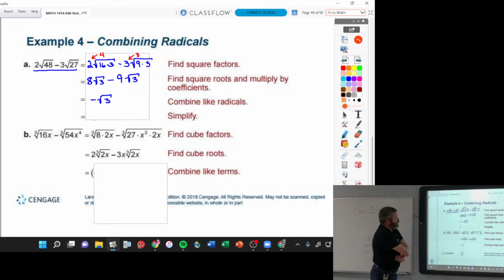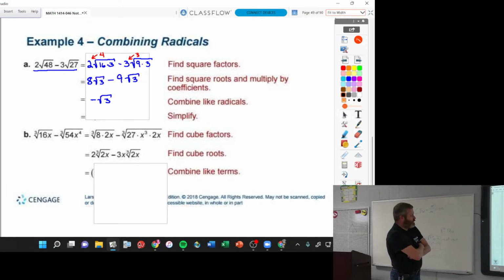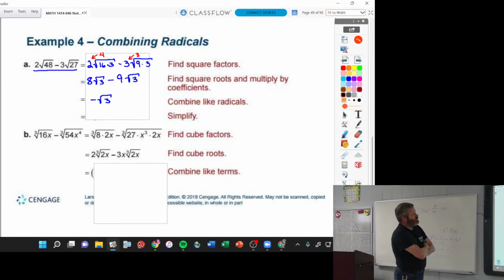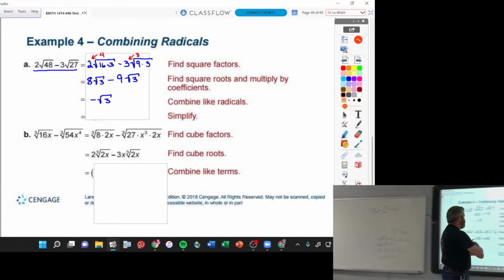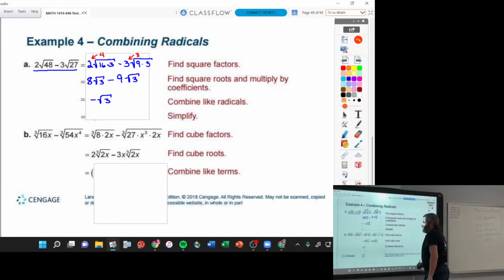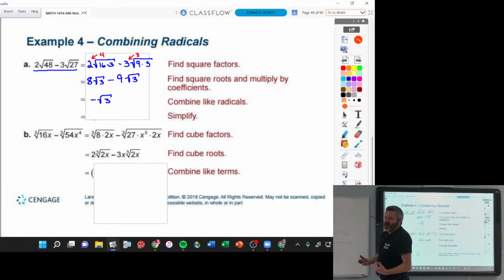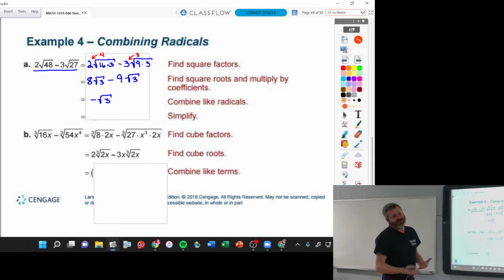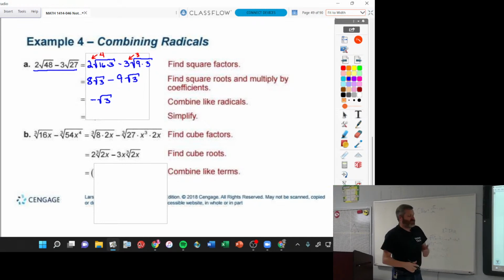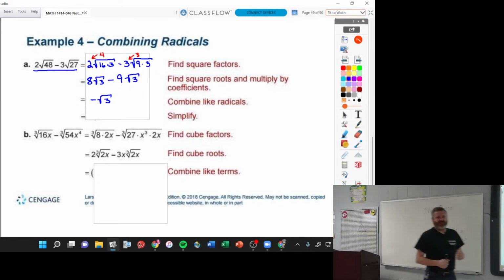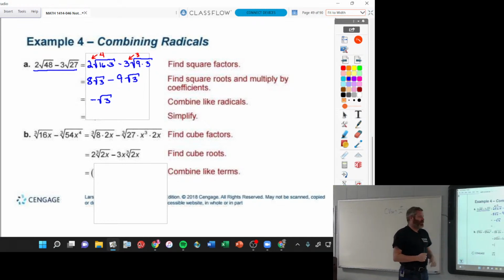Okay, so now we look at this. I have 2 times the cube root of 2x minus 3x times the cube root of 2x. And by the true definition of like terms, they're not like terms. One of them is the cube root of 2x, and the other one is x times the cube root of 2x.